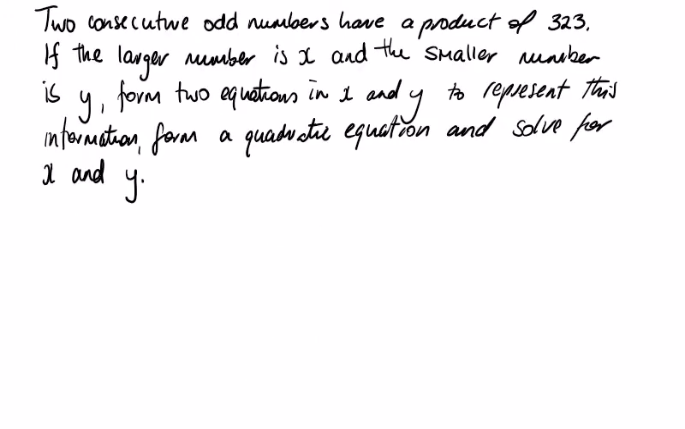Next example, two consecutive odd numbers have a product of 323. If the larger number is x and the smaller number is y, form two equations in x and y to represent this information and form a quadratic equation and solve for x and y. So my question, students generally don't really like these worded questions, but if the numbers are x and y, product means multiply. So x times y is equal to 323.